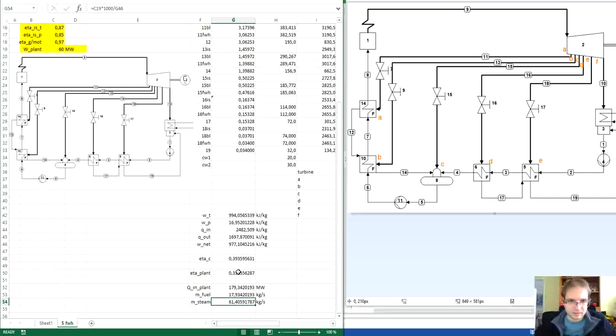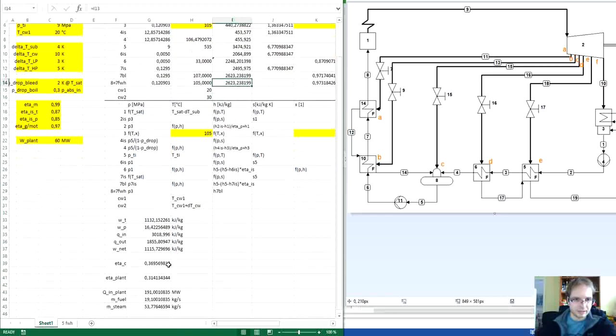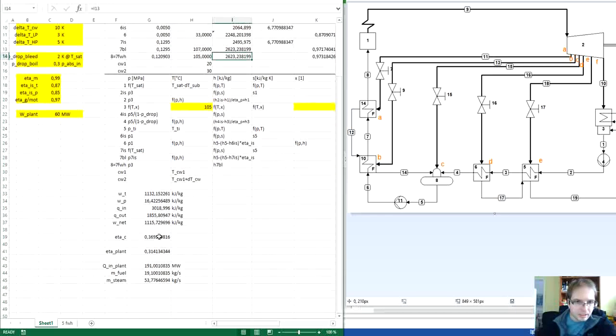And as you can see, the efficiency of the cycle and also efficiency of the plant is larger than the efficiency in our first case. Here we have roughly 39% at the cycle and 33% at the plant, while in the previous problem we had 37 at the cycle and 31 for the entire plant.